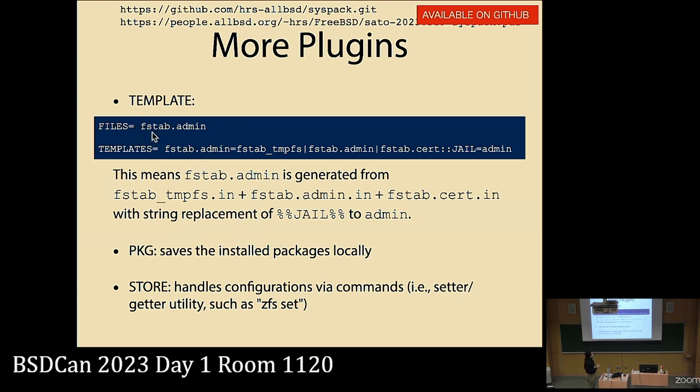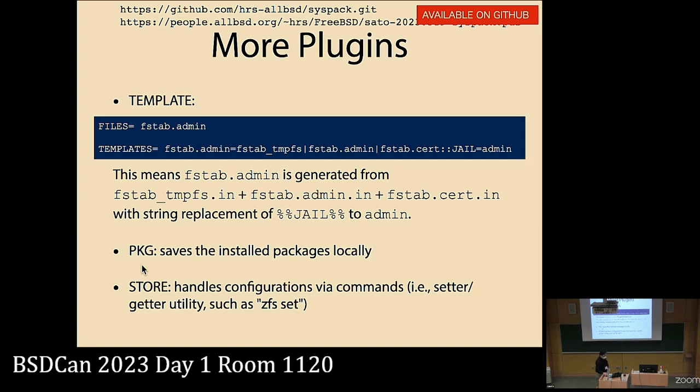Well, one of them is template. So fstab is defined as the files here, but you do not need to have the fstab.admin directly, because the templates is defined here. So if you have two lines, fstab.admin is generated from the three files here, concatenated from the fstab, concatenating these three files first, and then the result will be processed in a string replacement routine. So jail part is replaced with admin. So you can have the small three files inside the working directory to generate the single configuration file by using this template.